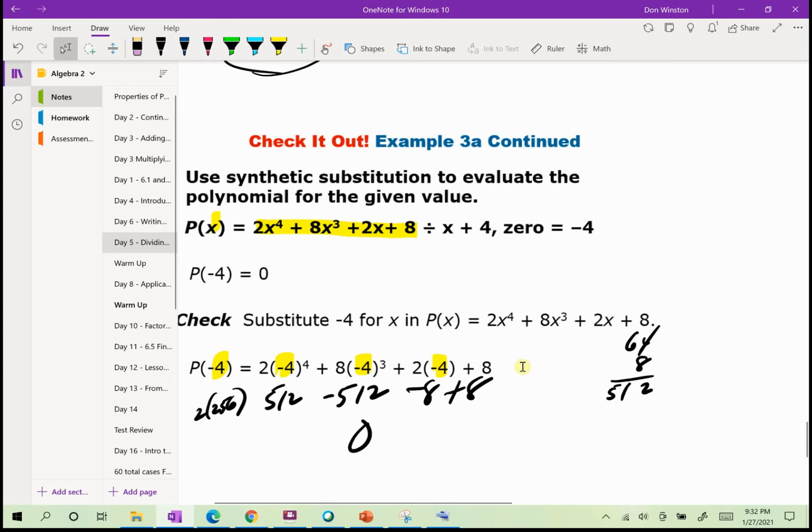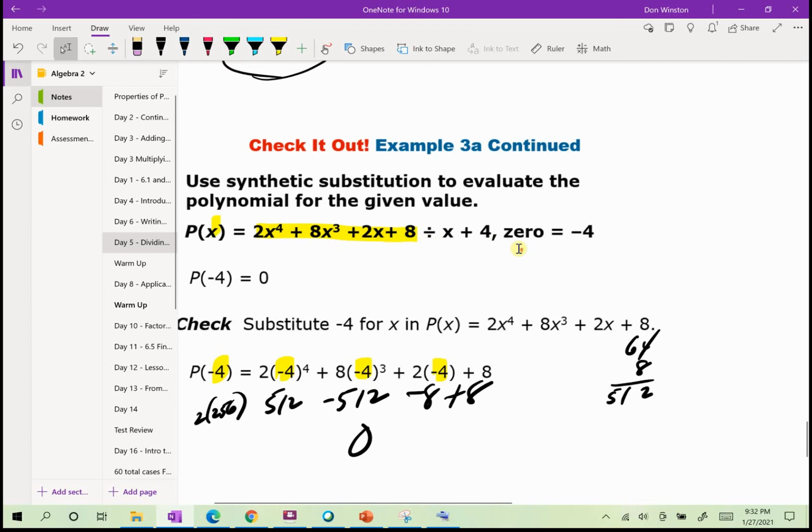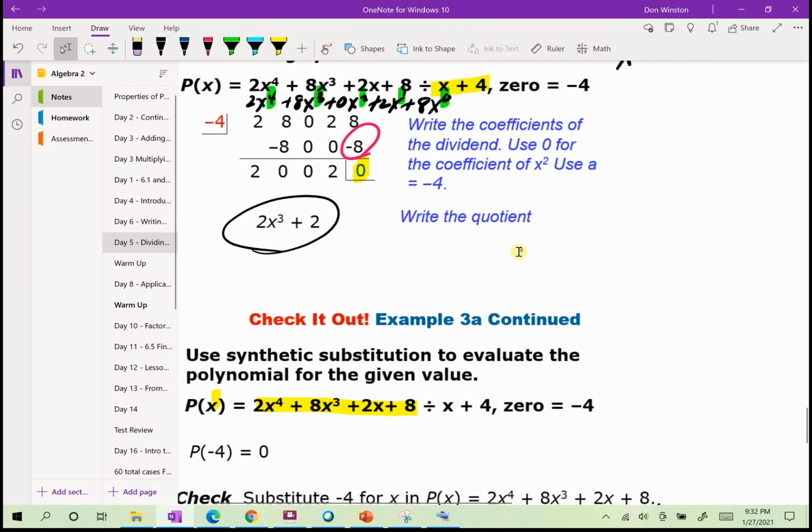That is called synthetic substitution. It's just a shorter method of determining whether or not the divisor is a factor of the dividend. If you get 0, it's basically a remainder of 0. If you did synthetic division, you would get a remainder of 0. So x plus 4 is a factor of 2x to the 4th plus 8x cubed plus 2x plus 8. That's called synthetic substitution. It's just like synthetic division without all the steps.